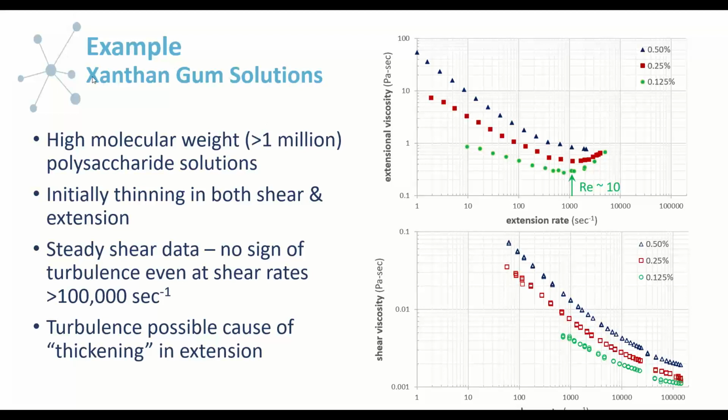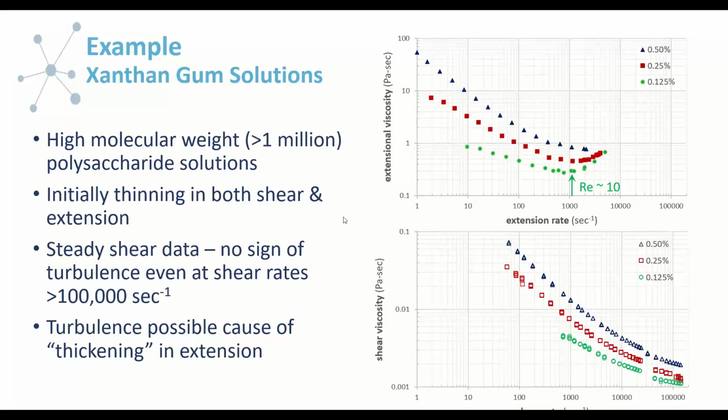So here's an example. We have some xanthan gum solution. So these are just high molecular weight polysaccharides. The top plot here is the extensional viscosity as a function of extensional rate. And the bottom is our shear viscosity as a function of shear rate. And we just have three different solutions at different concentrations.